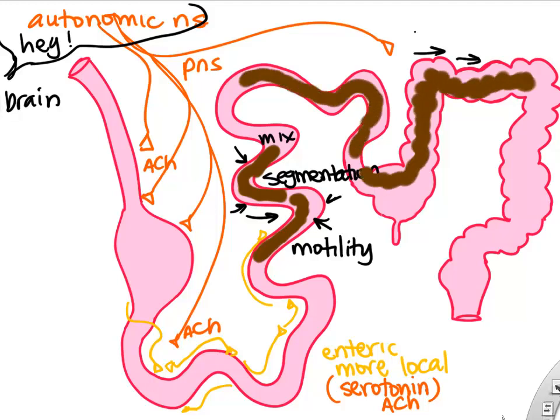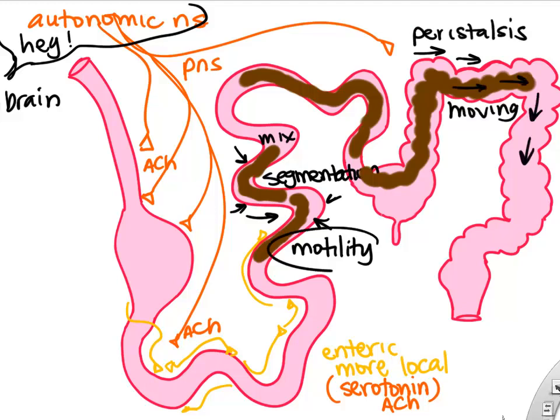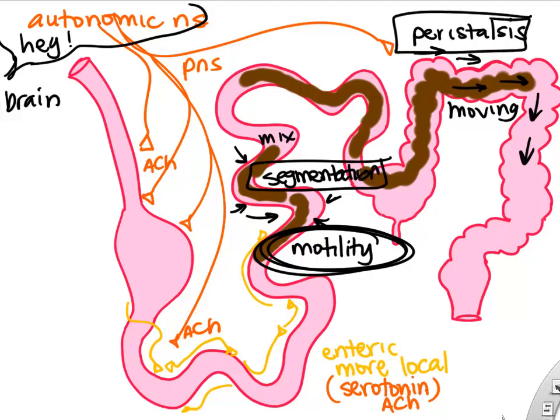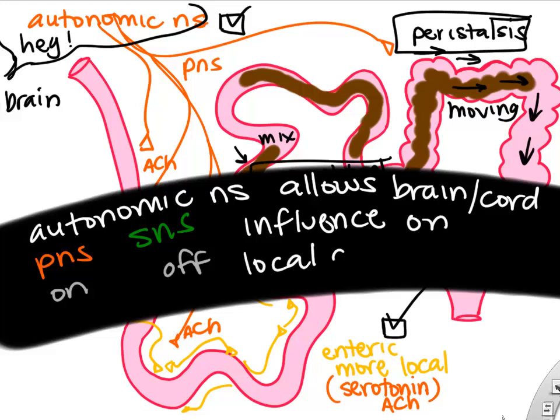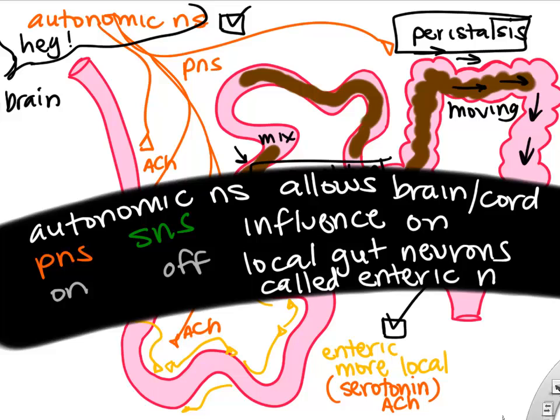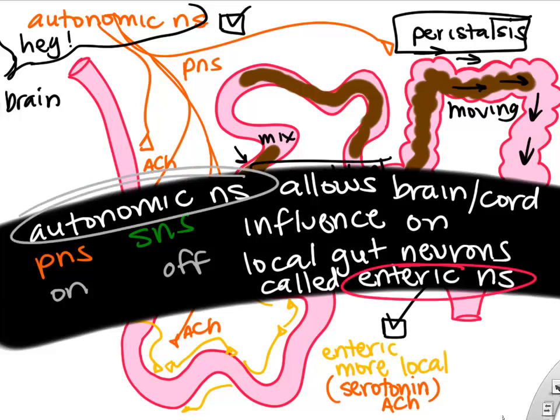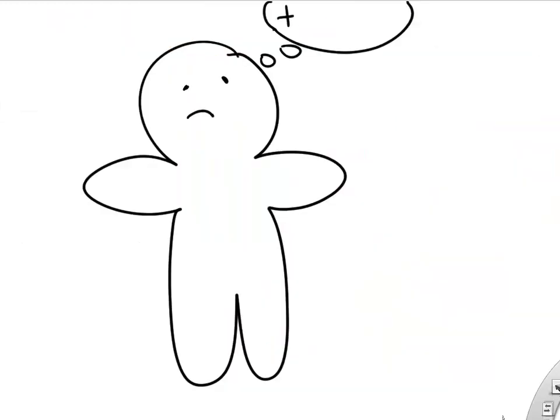I just wanted to mention that contraction of the muscularis externa of the digestive tube is called motility. We have mixing motility called segmentation, and then movement motility called peristalsis, which pushes the food along. So the advantage of having the autonomic nervous system and the enteric nervous system is you can have local gut control through the enteric nervous system, but then also have the brain influence and regulate things when needed as well.